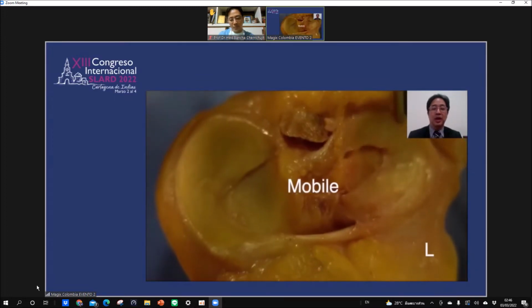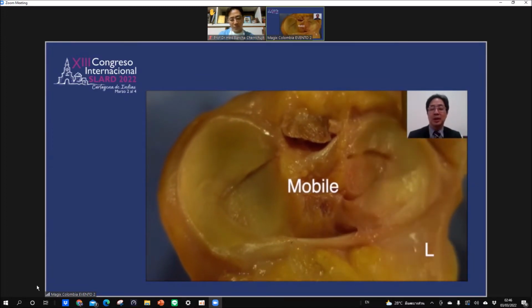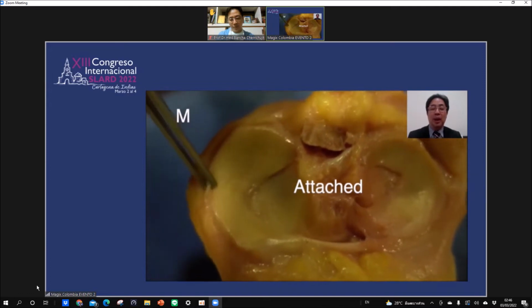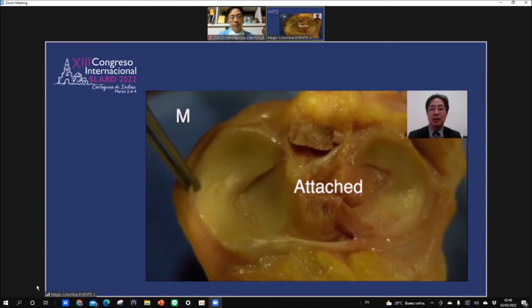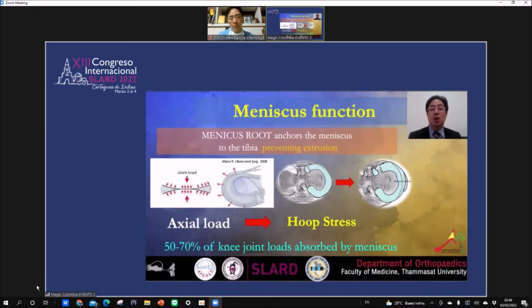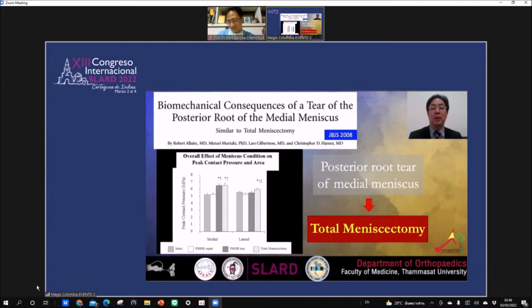This video shows the anatomy of the medial and lateral meniscus. The lateral is more mobile compared to the medial side. The meniscus root function is to convert axial tibiofemoral load to hoop stresses. A biomechanical study by Allaire in 2008 found that tear of the posterior root of the medial meniscus is comparable to total meniscectomy.